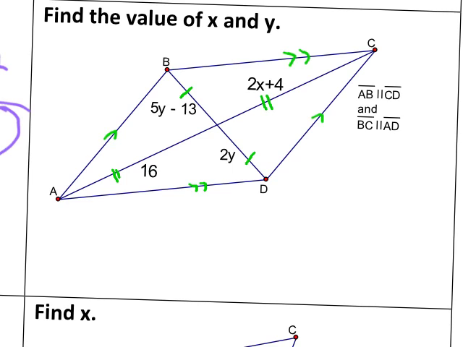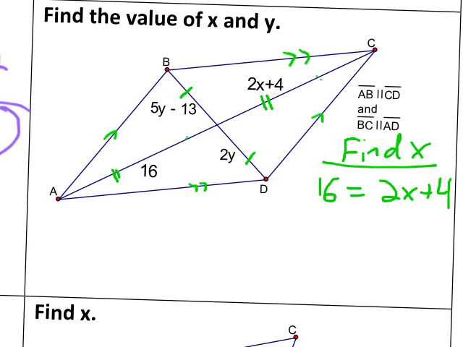Let's find x. Well, 2x plus 4 equals 16 because this side is congruent to this side. This segment is congruent to this segment, okay? So 16 equals 2x plus 4. Let's solve this thing for x then. Minus 4, I get 12 equals 2x. Divide by 2, I get x equals 6. Okay? 6. Cool. Now let's move on and find y.